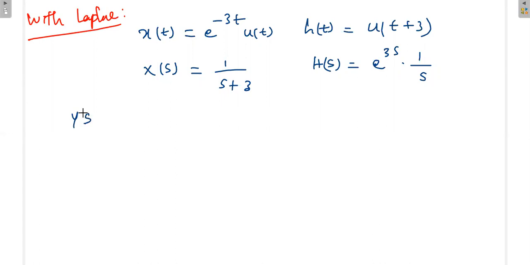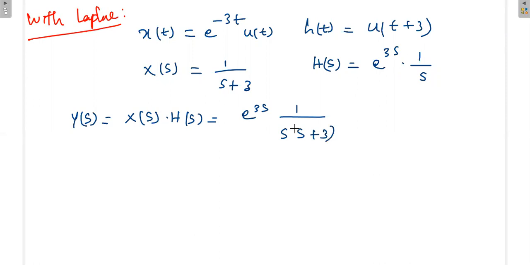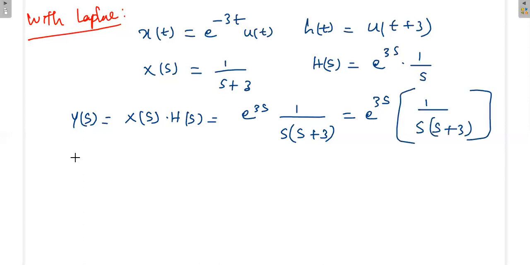Then what is y of s? Y of s is equal to X of s multiplied with H of s. So we'll be getting e power 3s into 1 by s into s plus 3. Now we'll keep e power 3s separately and apply the partial fraction for this one, then later we'll apply the properties. We'll write s into s plus 3 separately, and denote y of s as e power 3s Y1 of s for simplicity.